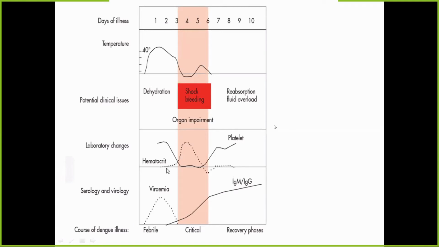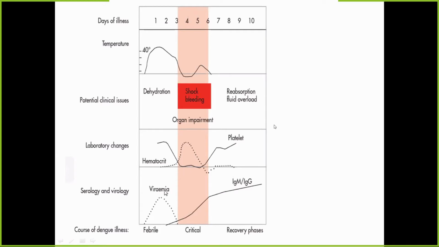And then in the laboratory parameters, this is the hematocrit, the dotted line is the hematocrit. So hematocrit will be increased in the critical phase, and then decrease again in the recovery phase. Platelets will decrease in the critical phase and improve again in the recovery phase.